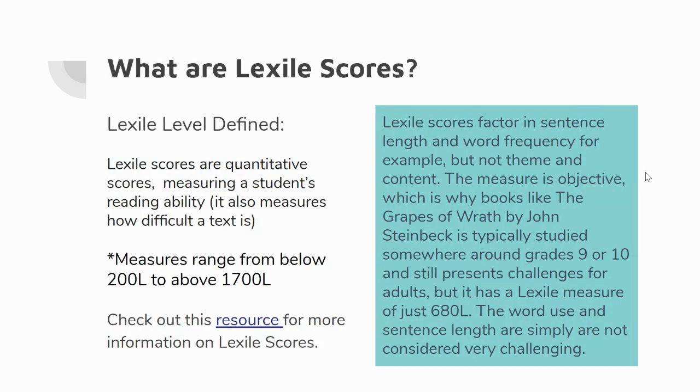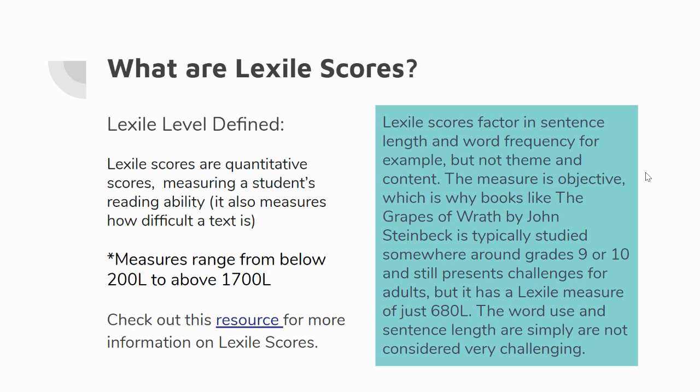Let's talk a little bit about Lexile scoring. Lexile scoring can be complicated. So I did include some additional resources at the bottom here if you'd like to click on that to get more information. But in a nutshell, Lexile scores are quantitative measures. They range from 200 to 1700. They measure a student's reading ability, but teachers sometimes use Lexile leveling to measure how difficult a text can be to determine if they want to use it for instruction.